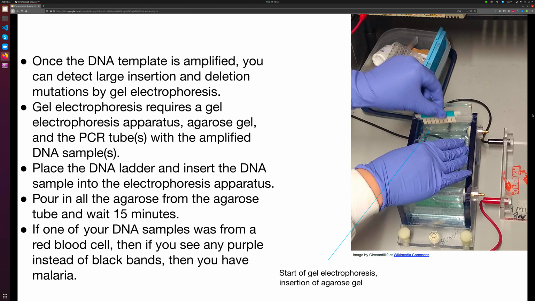So you can see you should insert it at this blue arrow, the insertion point. That's where you're going to insert all the items. The agarose gel should just be spread out everywhere. If one of your DNA samples was from a red blood cell, then if you see any purple instead of black bands, then you have malaria.